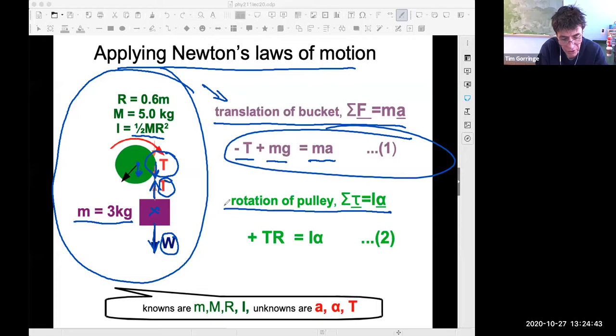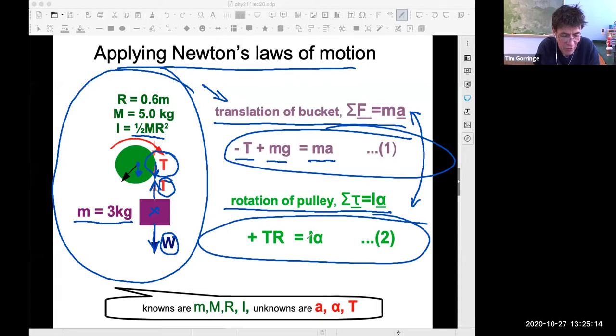for the rotation of the pulley and Newton's laws of rotational motion. Newton's laws of rotational motion say that if you sum the torques acting on a rigid body, that equals the moment of inertia of the rigid body times the angular acceleration of the rigid body. It's the rotational analog, or mirror, or twin of this law of translational motion, F equals ma. Then I went on and filled in what are the torques that are acting on the pulley.